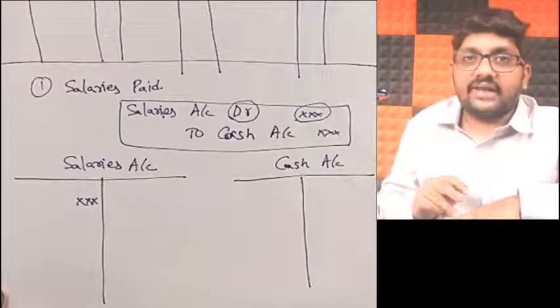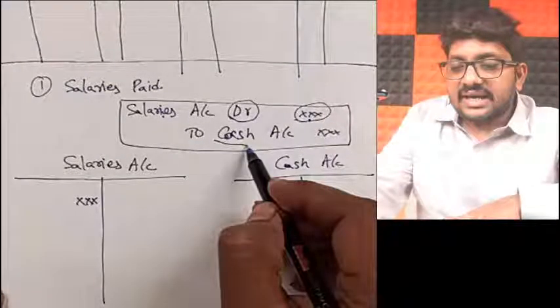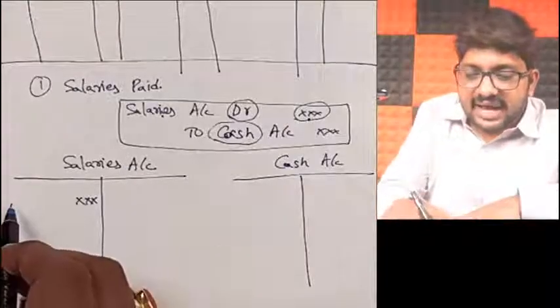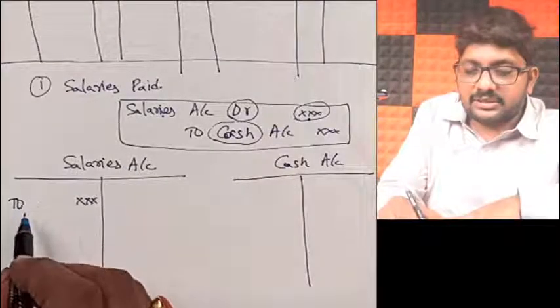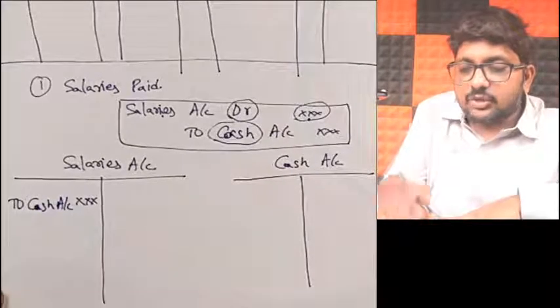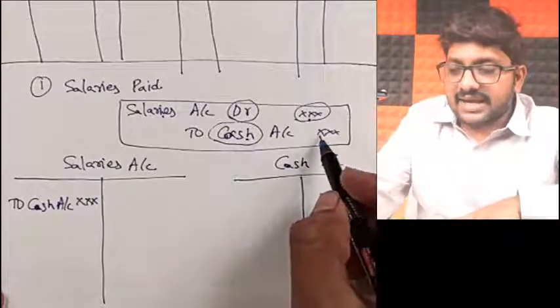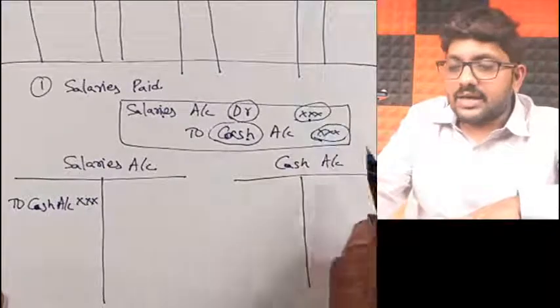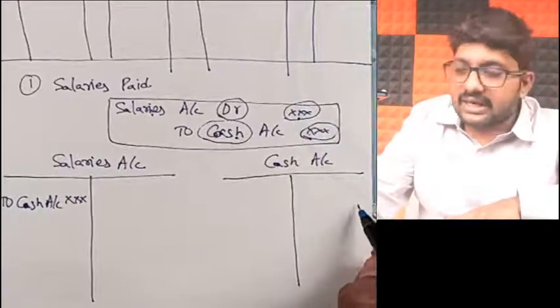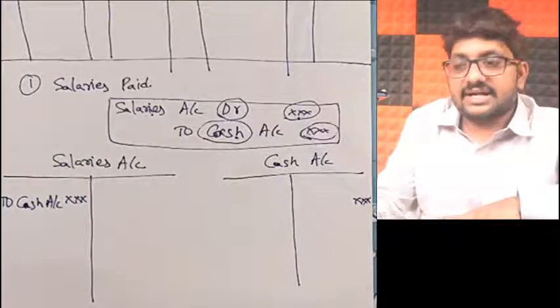In the particulars, what will I write? Paying towards what? Towards cash. In the form of cash you are paying. So in the particulars I write: to cash account. Similarly, cash account is getting what? Credited. So I have to put that amount on the credit side of my cash.